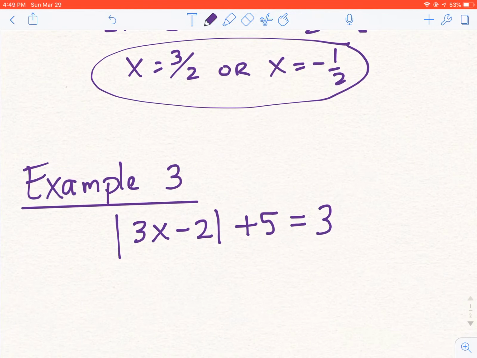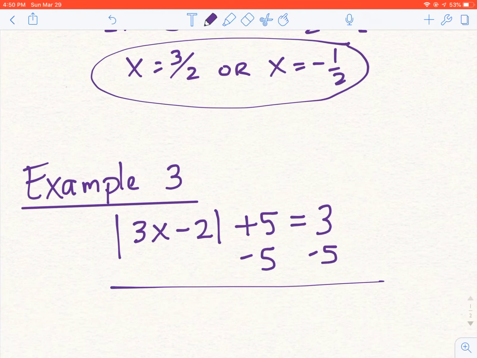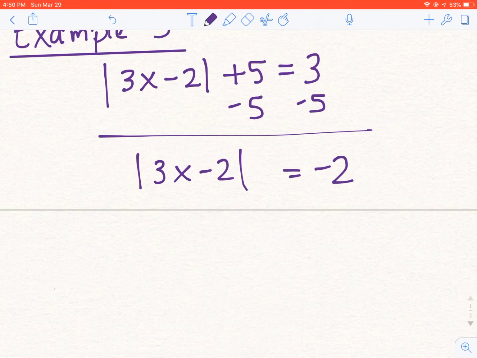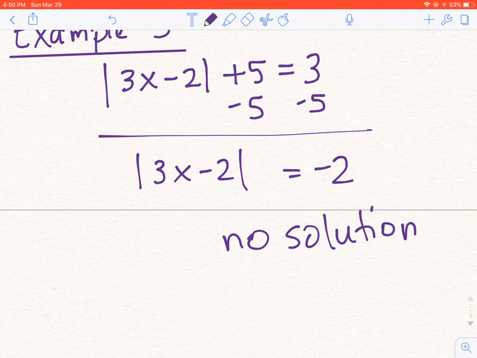And here's one where we have to isolate again. I subtract 5, I subtract 5. I get the absolute value of 3x minus 2 is equal to negative 2. And I say to myself, wait a minute, I'm trying to be tricked here. The absolute value of anything is never equal to negative 2. So right here I quit and I say no solution, because an absolute value cannot equal a negative 2. The inside could be negative 2, but the absolute value itself cannot equal a negative 2. Those are always positive. So I say no solution.